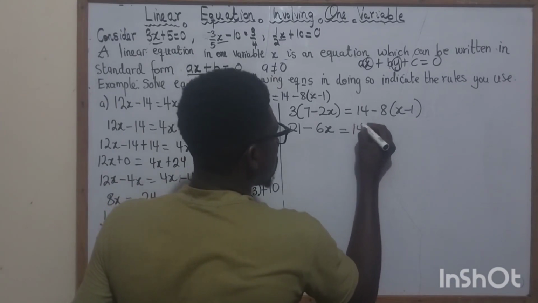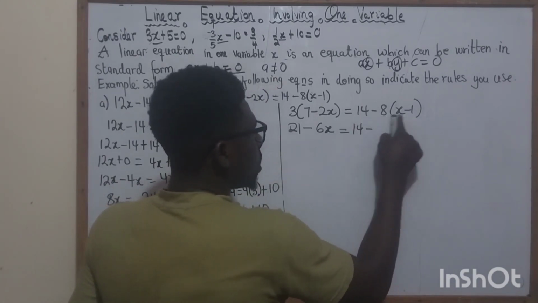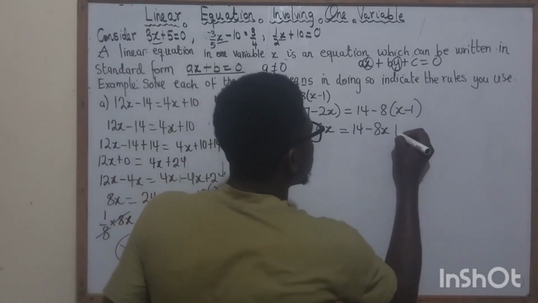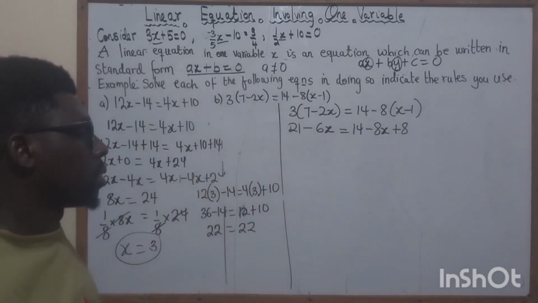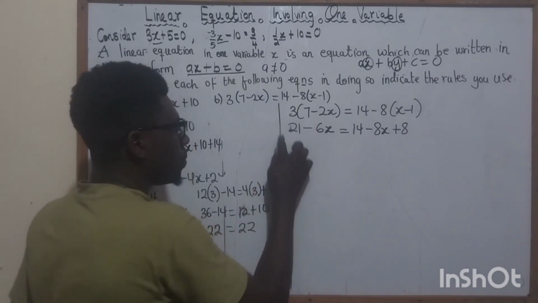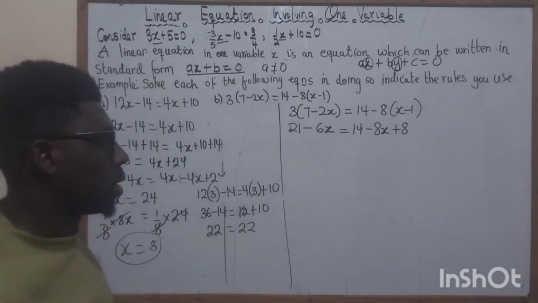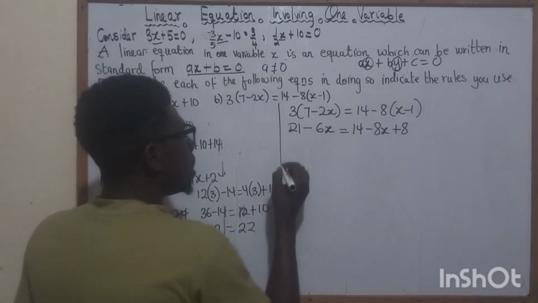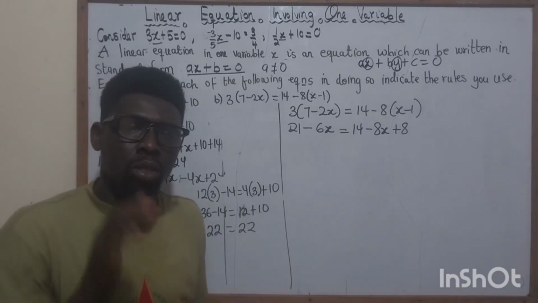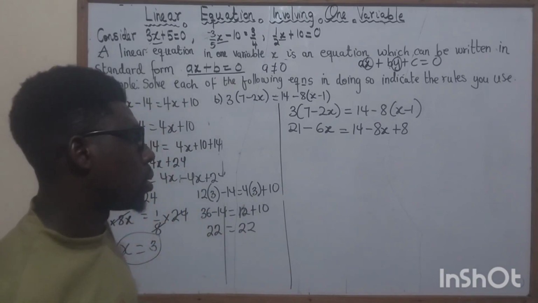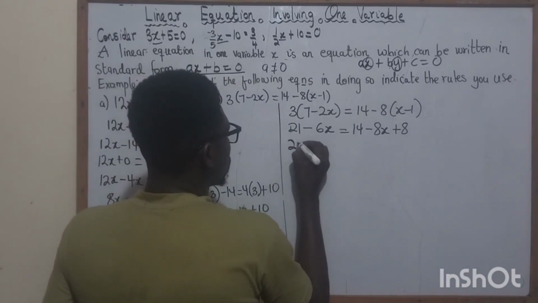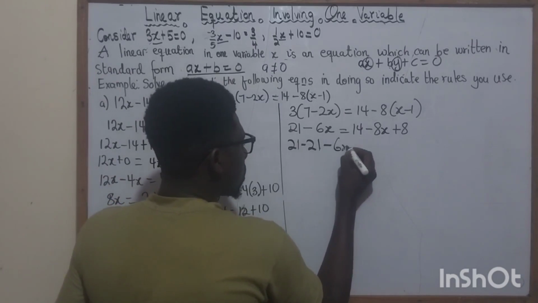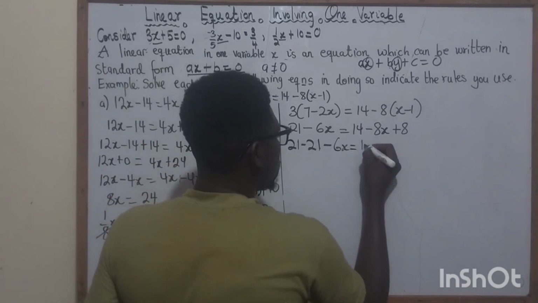We continue to the other side of the equation. Negative 8 times x will give us negative 8x. Negative 8 times negative 1 will give me positive 8. All right, so I want to take away 21, so that the negative 6x can be alone at the left-hand side of the equation. So I'm going to apply the subtraction property of equality, okay? So I'm going to subtract 21 from 21 minus 6x, and do the same here.